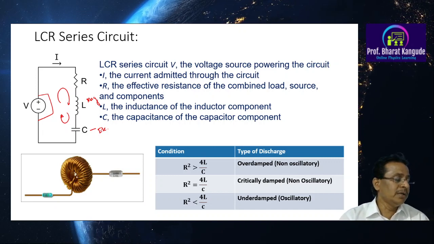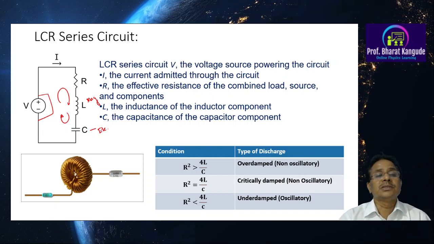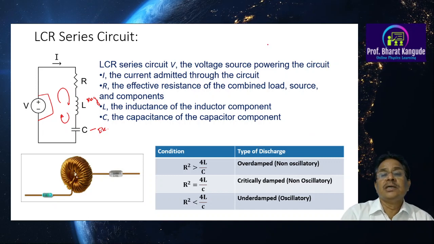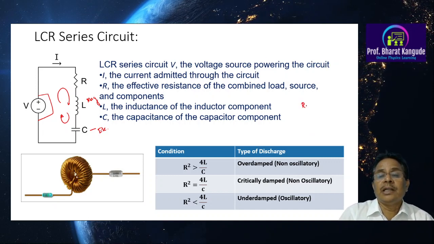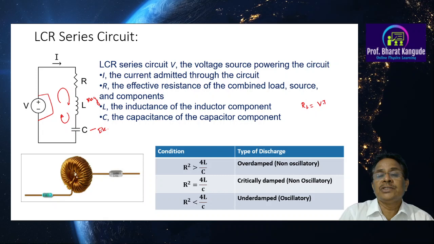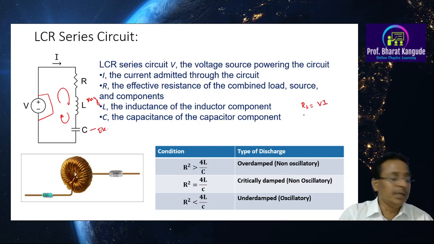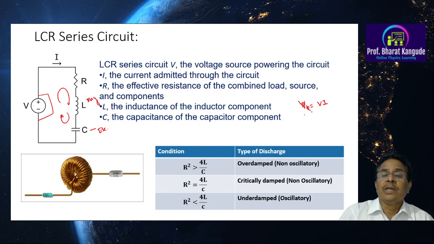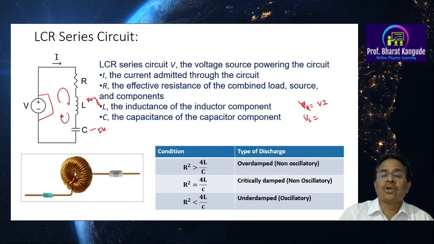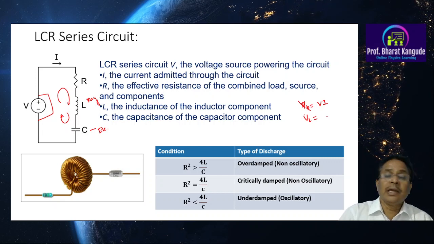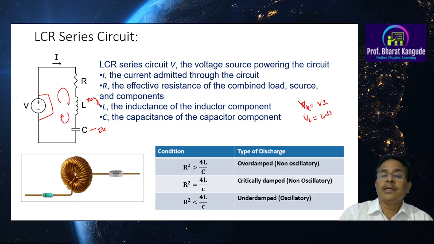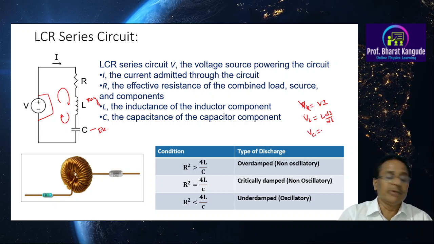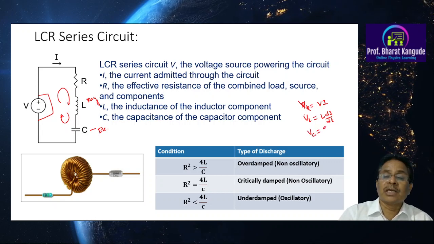So we can apply here expressions for the potential drops across these three components. In case of resistance, this potential drop VR is given by V equals I into R, that is your simple Ohm's law. Then in case of the inductor, the voltage drop VL is given by L into di upon dt. That is your Faraday's law. And in case of the capacitor, VC is given by the simple formula Q upon C.